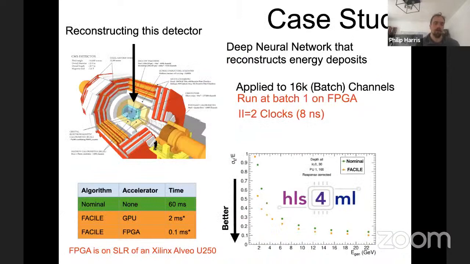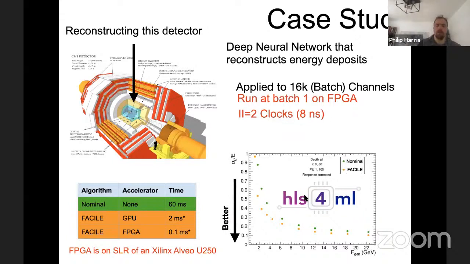So we took a simple example, and this example is Hadron calorimeter reconstruction. The reason we took this example is that it's the single largest process currently in the high level trigger in CMS. It takes 10% of the full high level trigger. The idea here is that you need to reconstruct the energy of 16,000 channels. First thing we did is we made a very simple neural network that can take the inputs and output the energy. We were able to get this to perform a little bit better than the nominal algorithm.